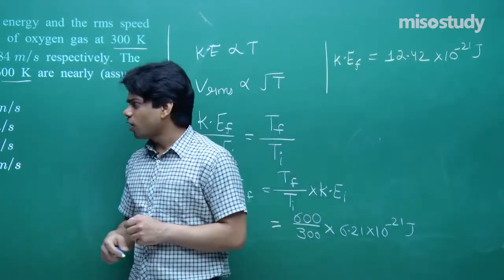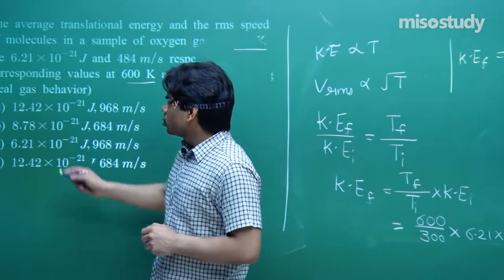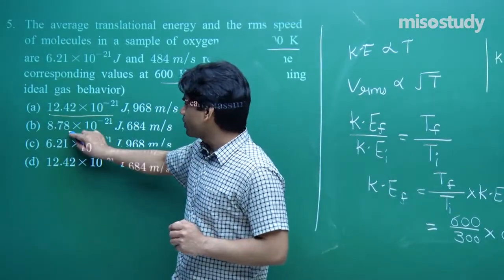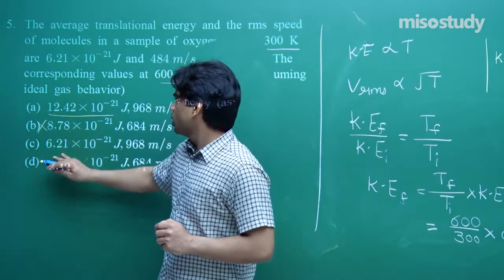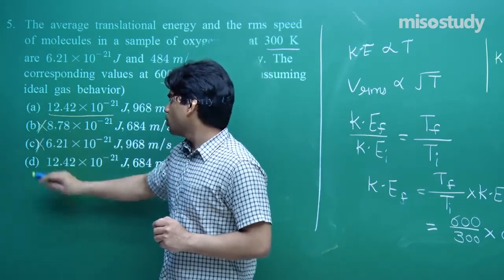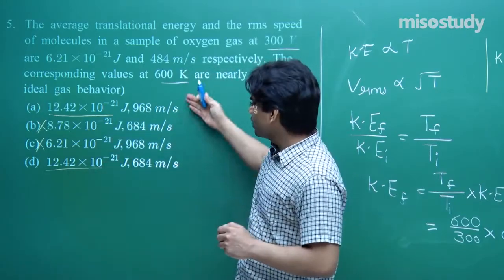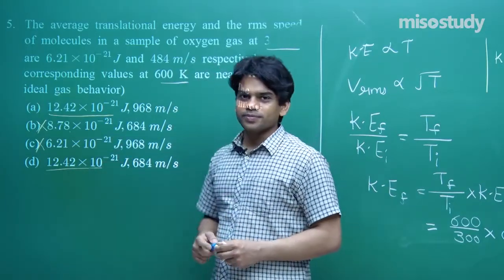Just have a quick look at the given answers. See, 12.42 × 10^-21 joules, so this can be the answer. 8.78 × 10^-21 joule, no. 6.21 × 10^-21 joule, no. And D also can be the answer. So two options will be eliminated. We just need to check the root mean square speed.